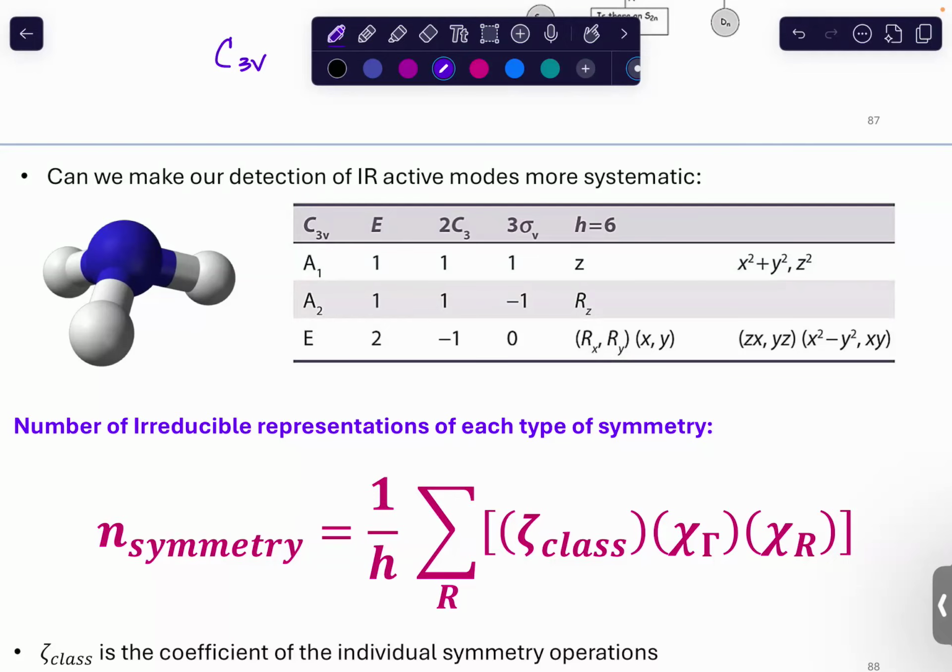Then chi is going to be the character of your overall irreducible representation, and chi sub r is going to be the character of the reducible representation. So it's like in your A1, your chi's are 1, 1, and 1. But we have to know what gamma is, the reducible representation. Chi gamma is reducible, chi r is irreducible. And then the zeta, remind me, those are those coefficients in front of your symmetry operations.